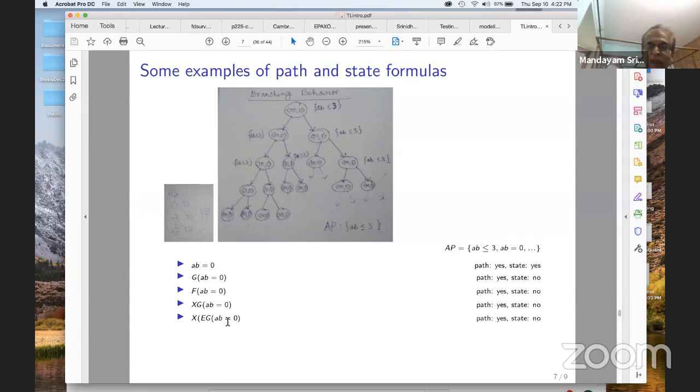This one in this case is equivalent to the formula that I have specified earlier. I just used this to show that even a complex state formula can be interpreted as a path formula and be used as an argument to a path operator. So yes. Is that clear? Okay, so I'll move on.